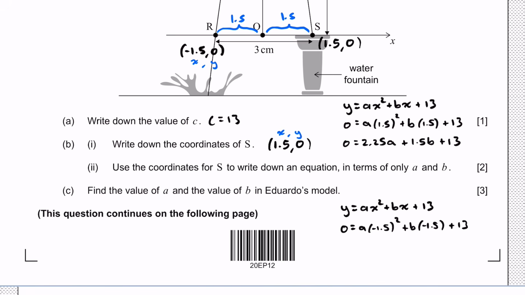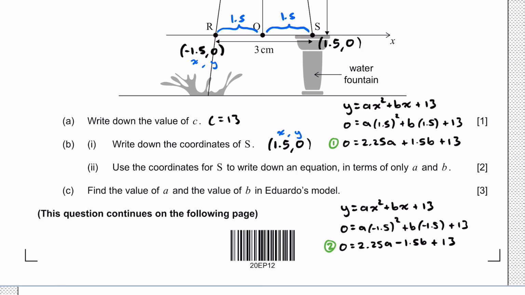Plus 13, I'm going to expand. Negative 1.5 times negative 1.5 gives us positive 2.25 multiplied by a. And then b times negative 1.5 actually gives us negative 1.5b. And this is plus 13. So what we now have is equation number 1 and equation number 2. Two equations with two unknowns. We should be able to use system of linear equations to solve.